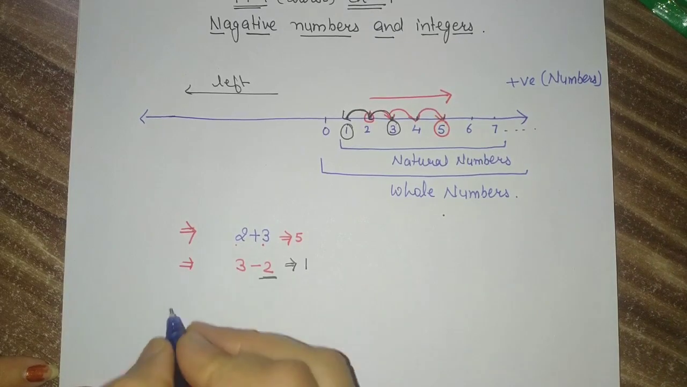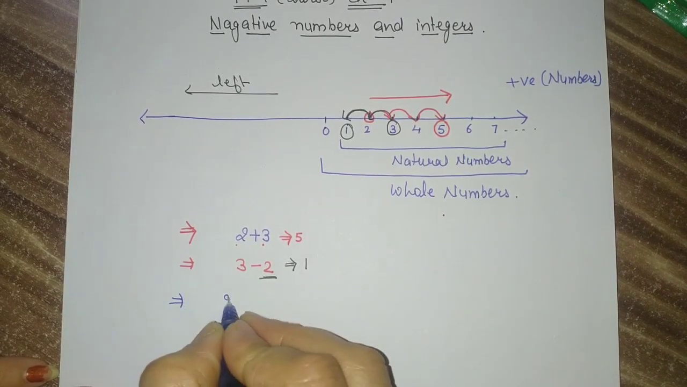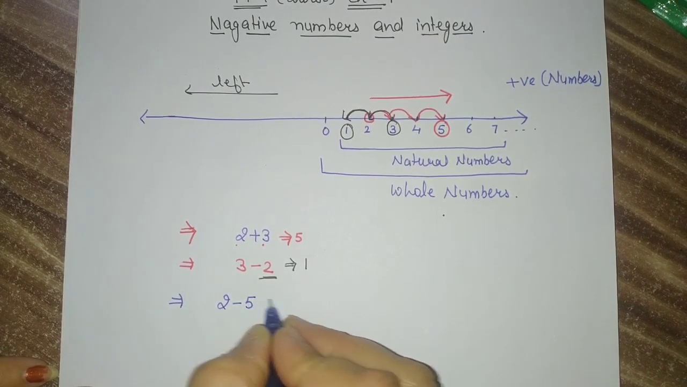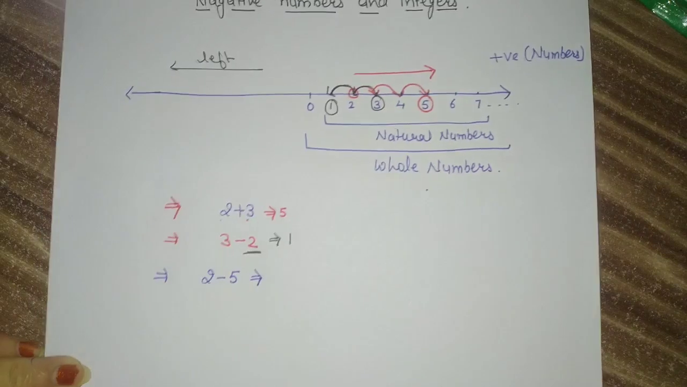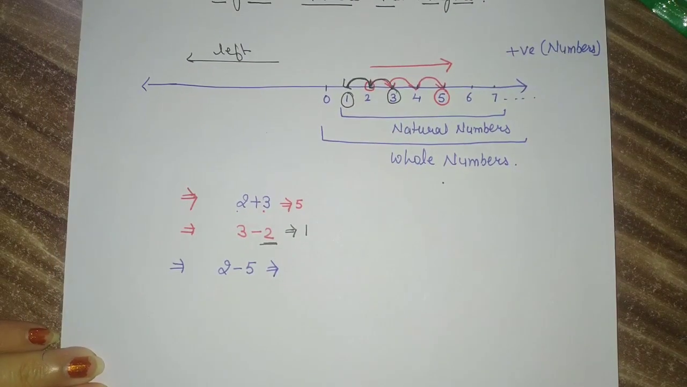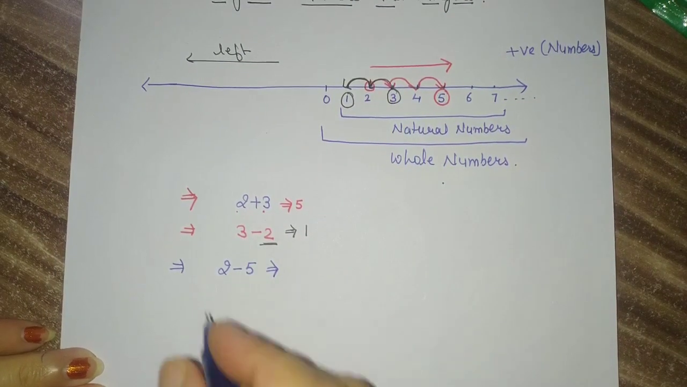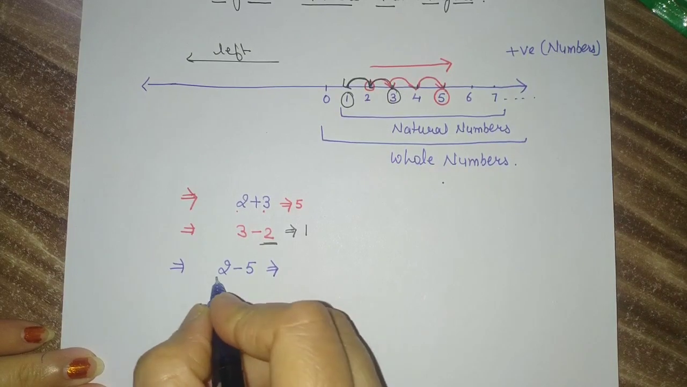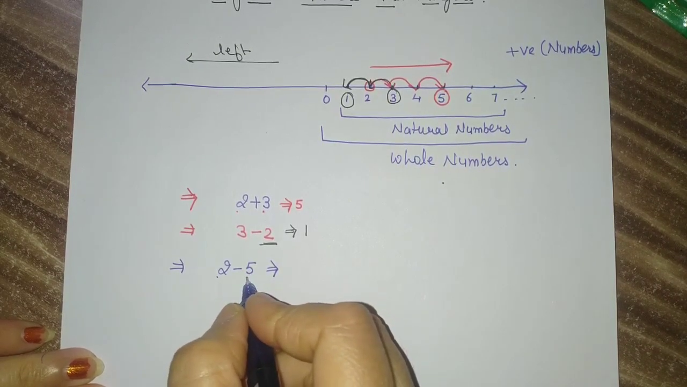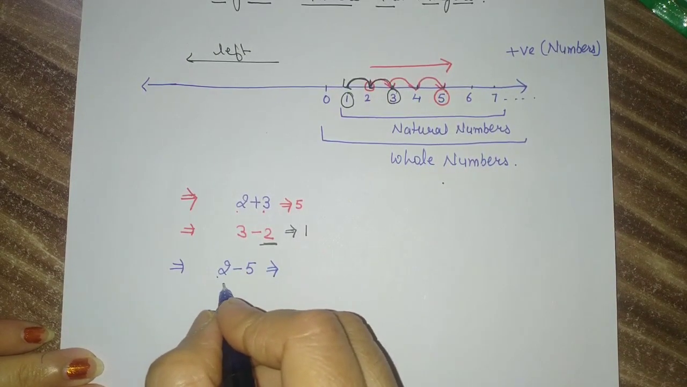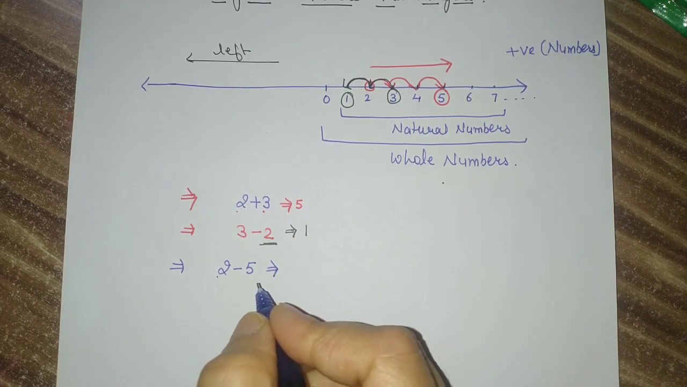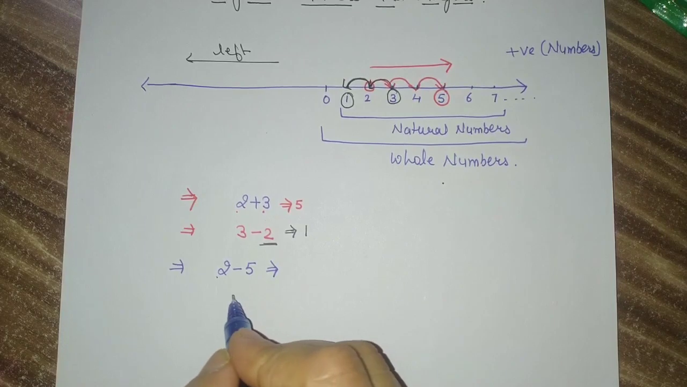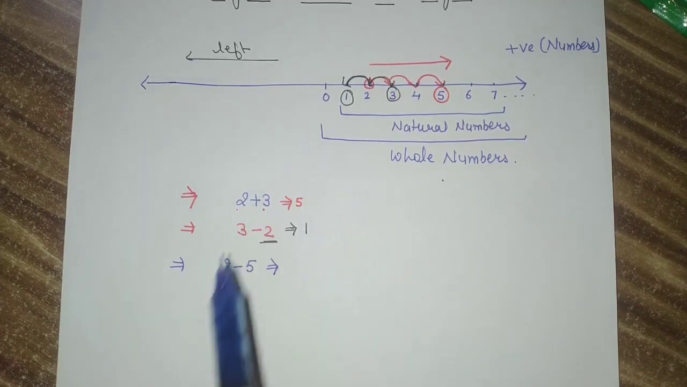Students, one more example: 2 minus 5. How do we represent this one? Then your question arises, ma'am, this is not possible. Why? Because we always subtract a smaller number from a bigger one, but you are subtracting a bigger number from a smaller one. How is it possible? Okay, then let's first represent this on the number line.